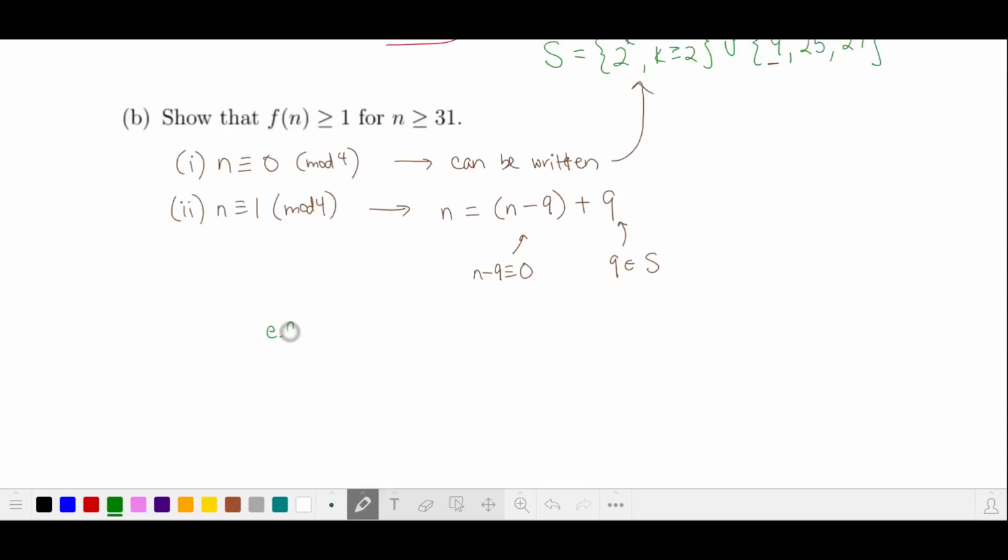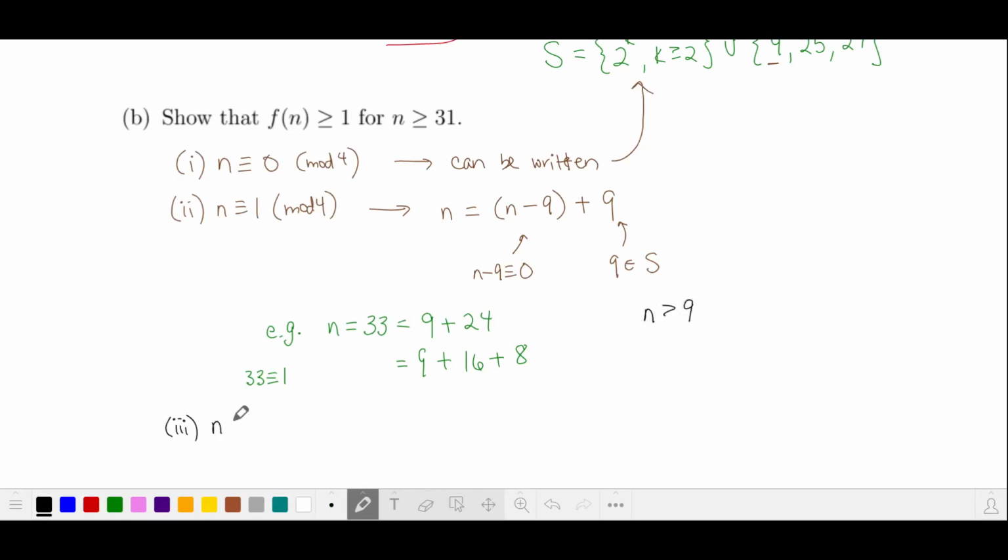Let's look at an example. Let's take n equals 33. Since 33 is 1 in mod 4, we'll write 33 as the sum of 9 and the remaining number 24. 24 is a multiple of 4, so we can write it from those powers of 2. That's 16 and 8. In this case, we have to have n greater than 9.